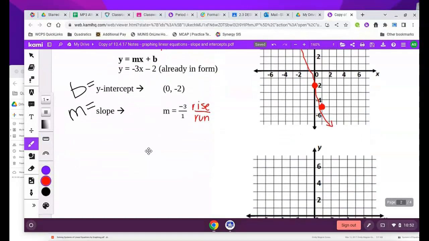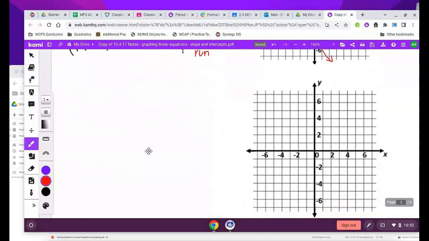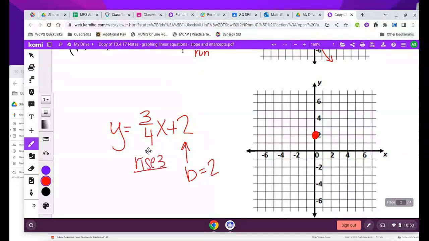So now we're going to look at two more examples. So the first example, let's go over the equation y equals 3/4 x plus 2. So we start with our y-intercept at 2. Go over here, put my y-intercept, and this is rise 3 over run 4.